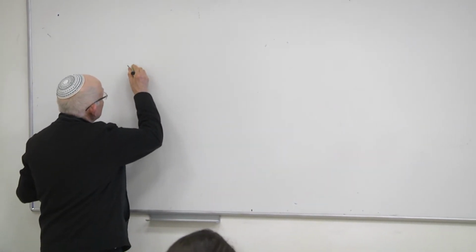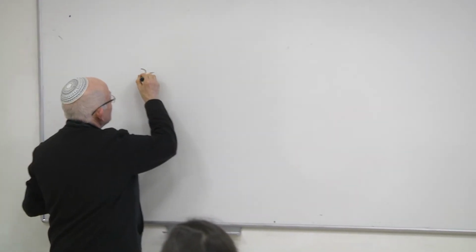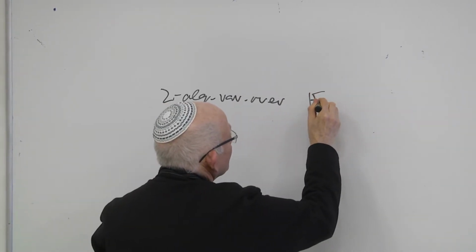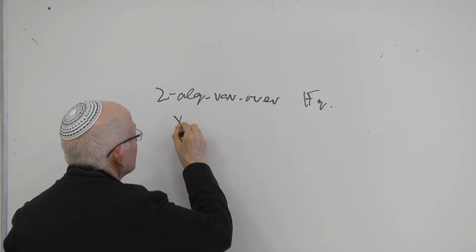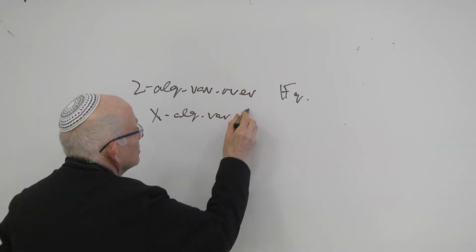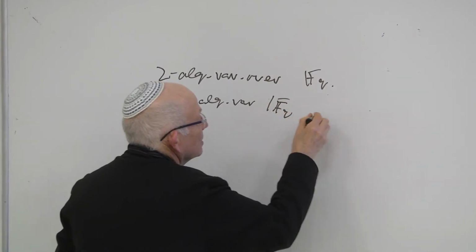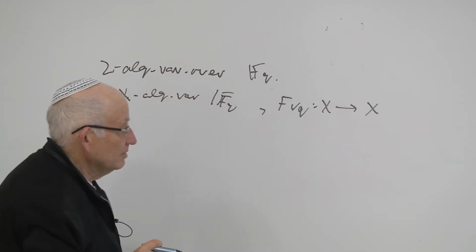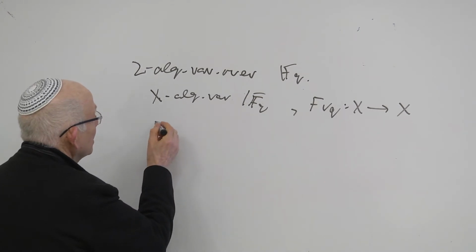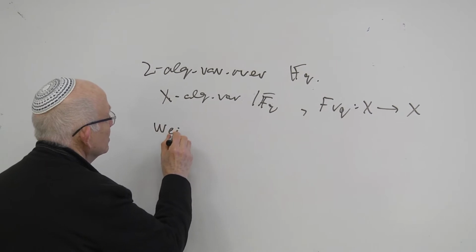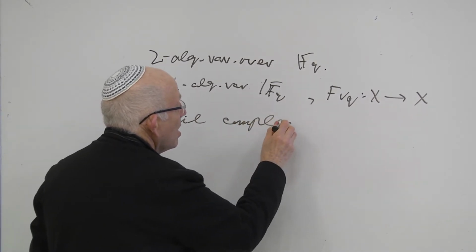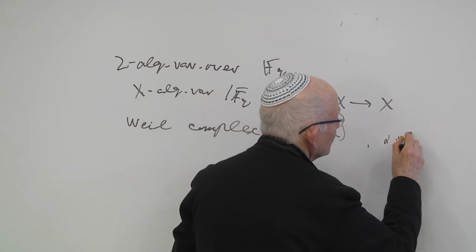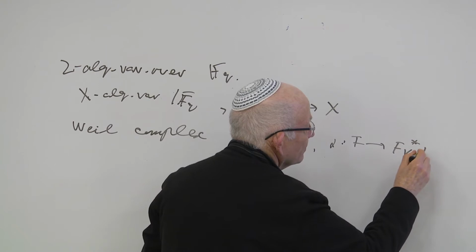So we have seen that if X is an algebraic variety over a finite field, we assign to it the corresponding algebraic variety over F_q bar. It is given together with the Frobenius morphism of algebraic varieties, and we consider Weil sheaves, Weil complexes. This is a sheaf F and a morphism alpha, where alpha is an isomorphism of F with Frobenius star of F.